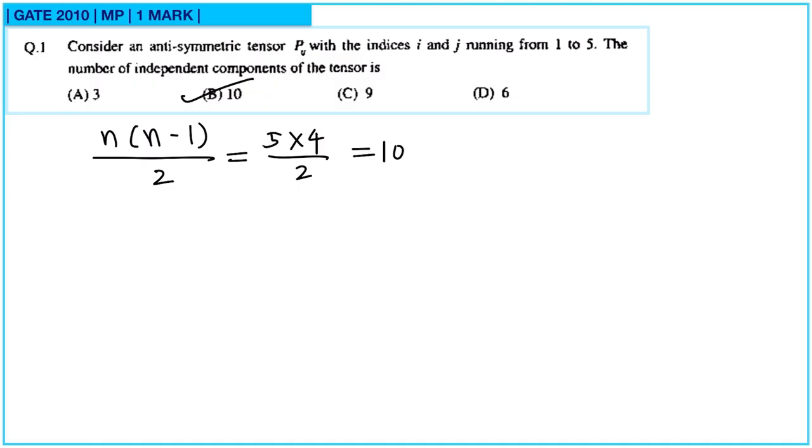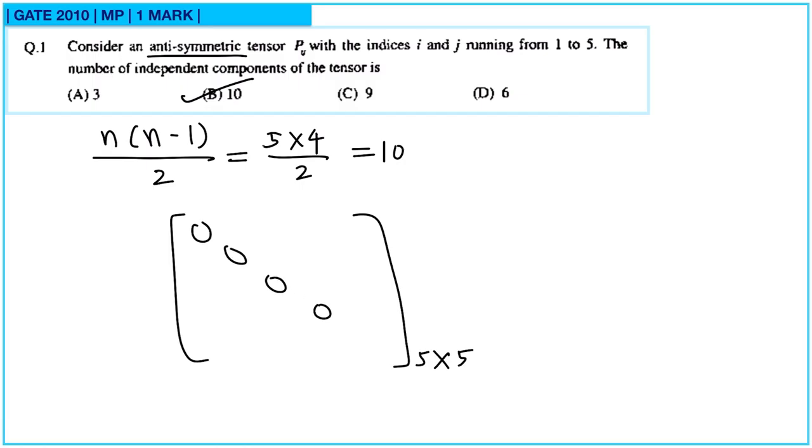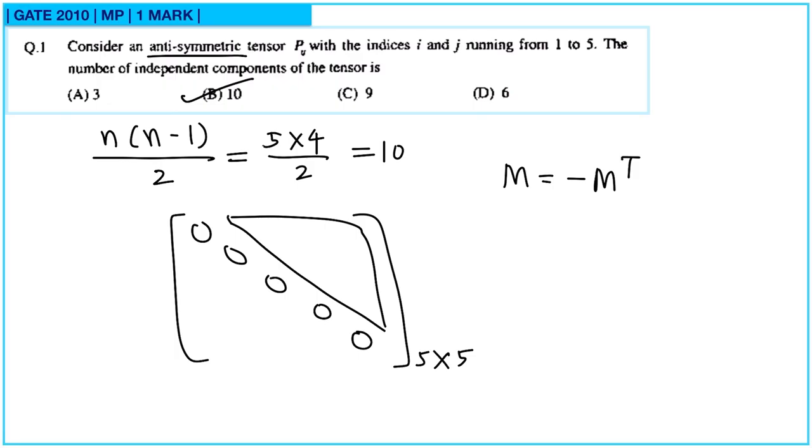This is a tensor of order 2, so it has two indices, so it will be a matrix. If the tensor is of order 1, then it will be a vector. If it is of order 2, then it will be a matrix, and it will be a matrix which is 5 cross 5, and it is an antisymmetric one. That means these diagonal elements will always be 0, and all these elements in the upper triangle will have negative sign on this side. So for an antisymmetric tensor or antisymmetric matrix, we have the matrix M equal to minus of M transpose. So that will be an antisymmetric matrix.